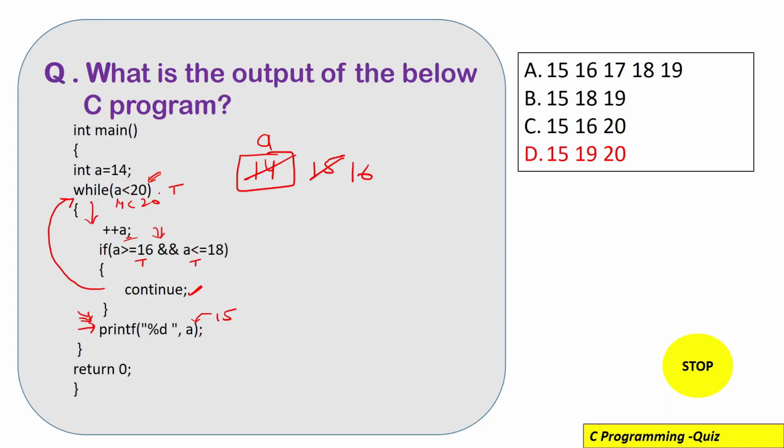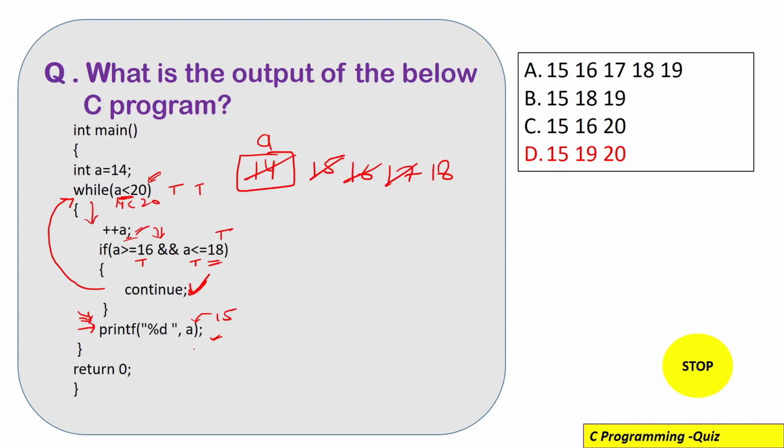Now we will come here again and see 16 is lesser than 20. It is again true, and we will increment this to 17. Again 17 lies between 16 and 18, so it is true. We will again continue, that is, skip this part. Again, we see 17 is lesser than 20. We will increment this to 18, and 18 satisfies this condition: 18 is greater than 16 and equal to 18. So this is true, and again we will continue. We will skip this printf, so 18 will not be printed.